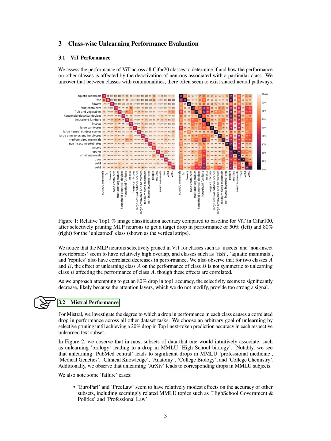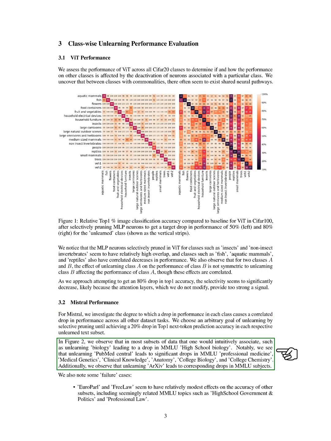Section: Mistral performance. In this section, we investigate how a decrease in performance in one class affects performance across other tasks in the dataset for Mistral. We set a goal to selectively prune until we achieve a 20% drop in the accuracy of predicting the next token for each unlearned text subset.